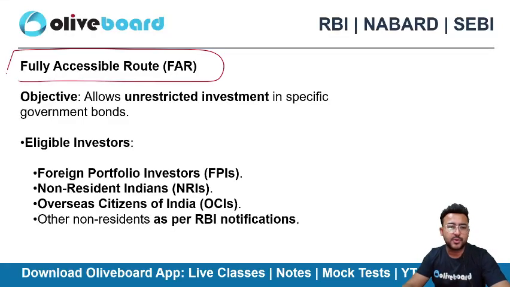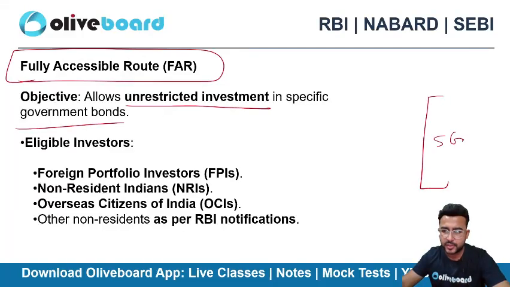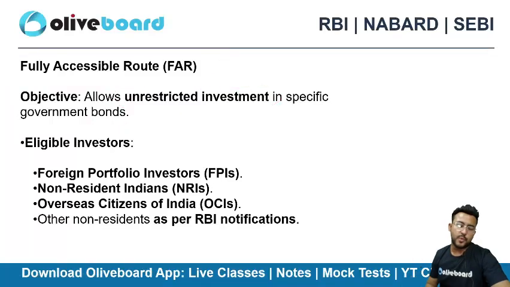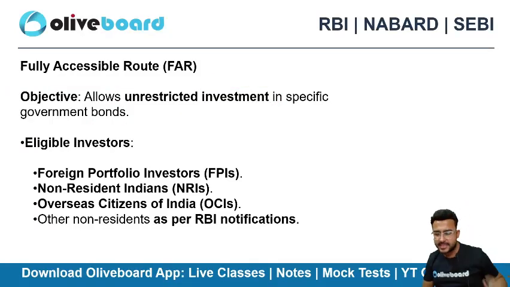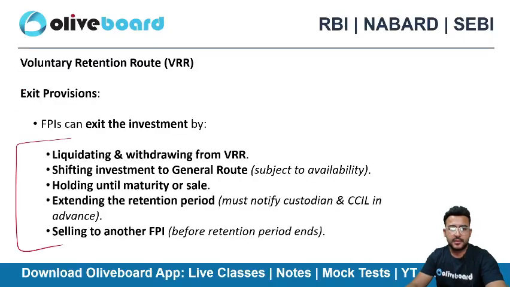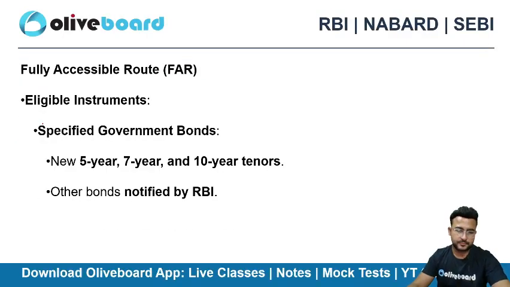Next is the fully accessible route, FAR. It allows unrestricted investment in specific government bonds. So if there are some specific government bonds stated by the government, you can invest unrestrictedly as much as you want, right? FPI can invest as much as he or she wants in these specified government bonds. So this is the fully accessible route, right? This is the voluntary retention route. So there is a word retention. That means you need to retain it for a certain amount of time.